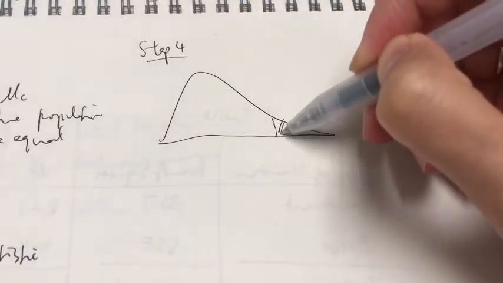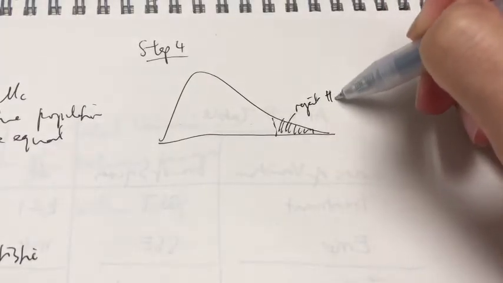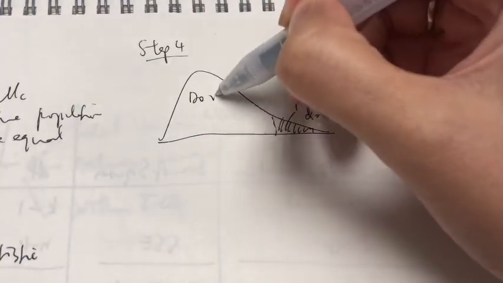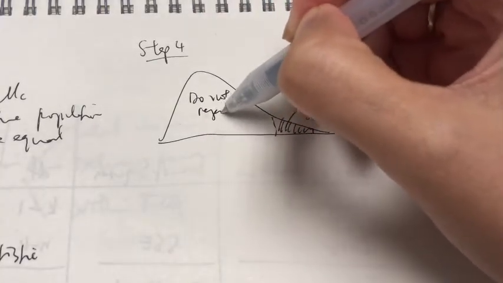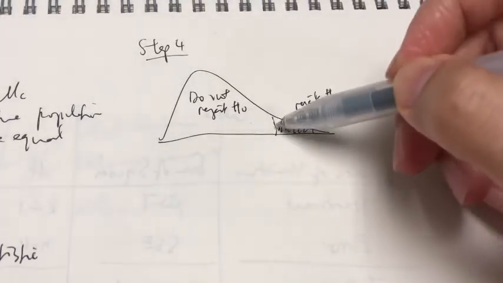Now move on to step number 4. Okay, we want to write down the rejection area. So we know that since it's an F distribution, it's always positively skewed. Therefore, this is our rejection area where we reject the null. Alpha is 5%. Okay, and here is where we do not reject the null hypothesis. Okay, now we want to see what our critical value is.